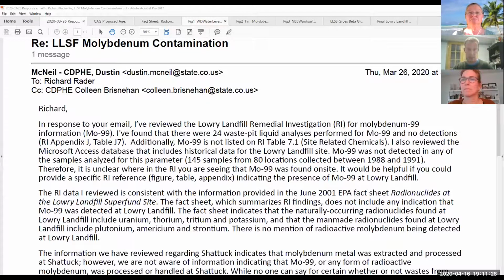Moving down to Shattuck. Not only did I look at information available through our records center, but we also reached out to CDPHE staff who either have worked on Shattuck in the past, or currently work on it, and that type of institutional knowledge. The information that was provided back to me indicated that Shattuck really extracted and processed molybdenum metal, so metallic molybdenum. And there was no indication that molybdenum-99 or other forms of radioactive molybdenum were processed or handled at the Shattuck site.